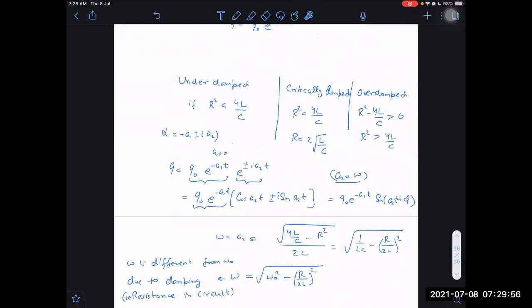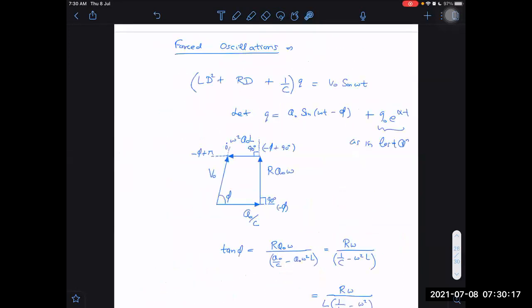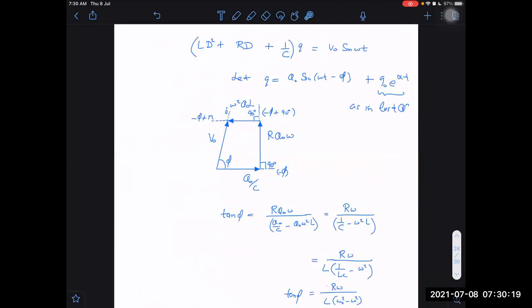Yes, I have taken alpha as this only, but finally I know this will come out to be a negative term here. Q naught into E raised to power minus A1 t into sine of A2 t plus 5. So it is some negative term here. So when we put t as infinity, or after sufficiently long time, this term will become 0 or not? Yes, sir. This term will become 0.